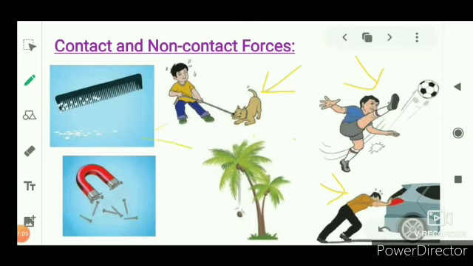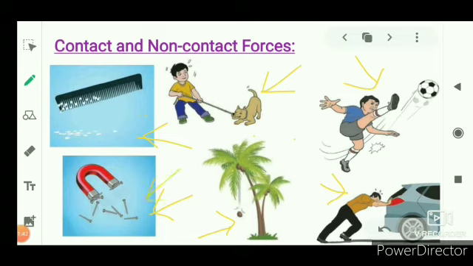Now observe these three figures. In this figure we can see that the papers are attracted by the comb, even though the comb is not touching the papers, but the papers are being pulled by the comb. So this is an example of electrostatic force. Such a type of force is known as a non-contact force, because there is no direct contact. The comb is not touching the papers, but the papers are automatically pulled towards the comb. So electrostatic force is an example of non-contact force.